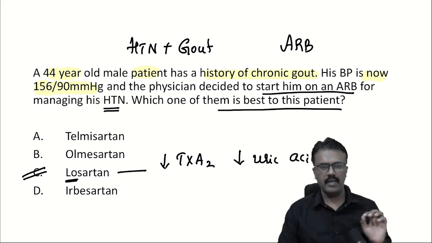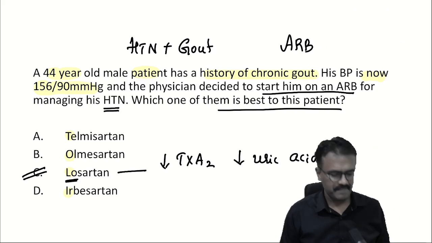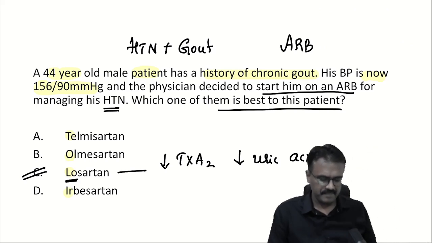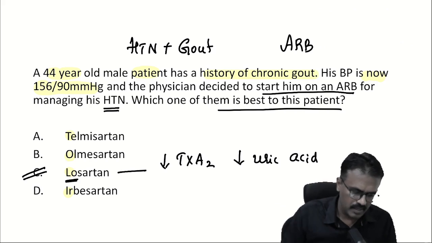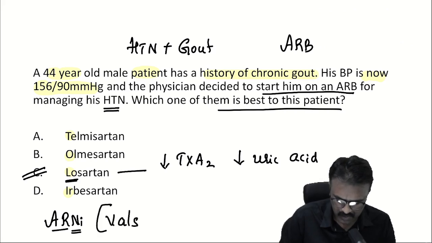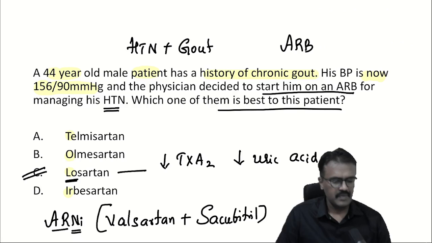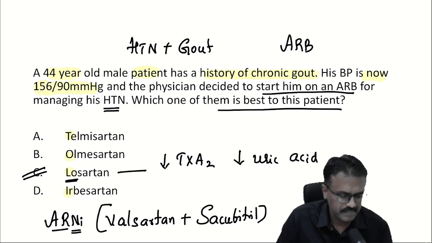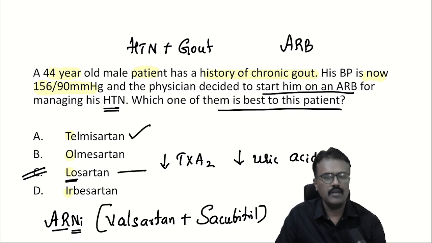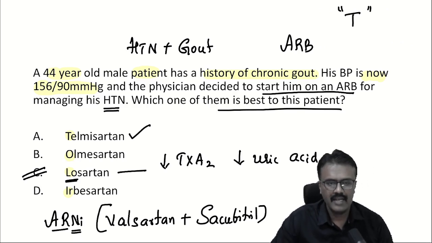Now, can you tell me among these four options, which sartan is the longest acting sartan? Tell me. Now, there is something called ARNI. ARNI means ARB with neprilysin inhibitor. The combination is called valsartan plus sacubitril. Yes, which is the longest acting sartan? Yes, it is telmisartan. Usually in pharma, the drugs starting with T are usually long acting. Telmisartan.